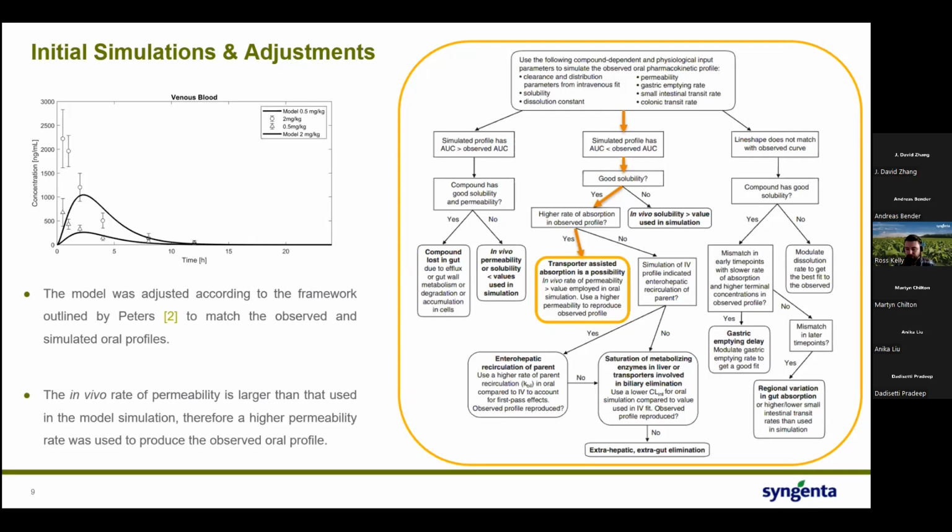As I said, the models are originally based on this Peters model, and there was a useful accompanying paper that described a series of approaches that you can take to align the line shapes of your model output to the data if they don't align. So the framework suggests, looking at solubility and the absorption of the profile, that the in vivo rate of permeability is greater than that used in the simulation. So it just says we really need to look at using a higher permeability rate. So the next step is to use that in vivo data to generate a chemical specific version of this rat model.